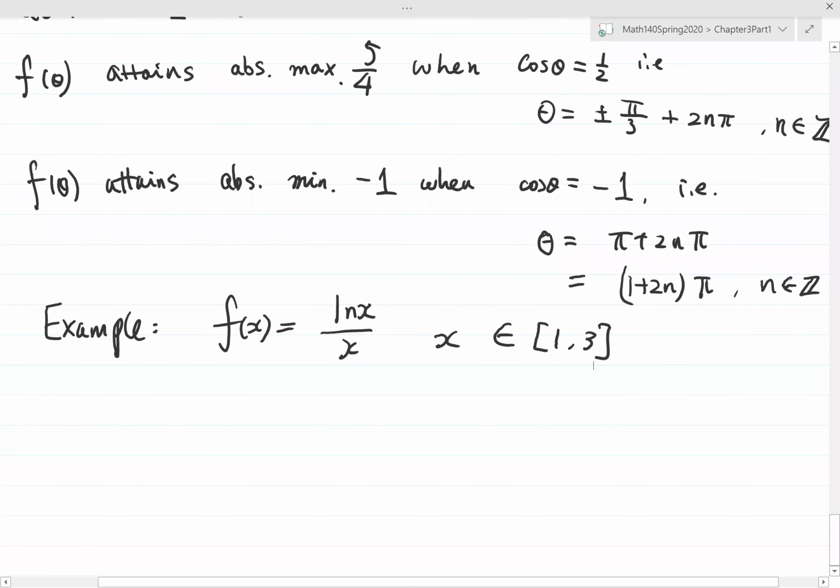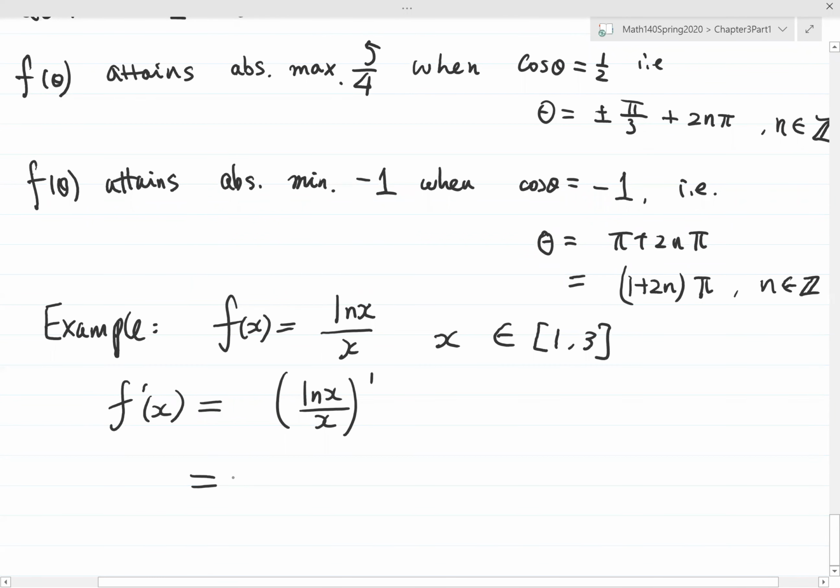Now we use the closed interval method. The first step is to find its critical numbers. So we first take the derivative of f, where f is log x over x.